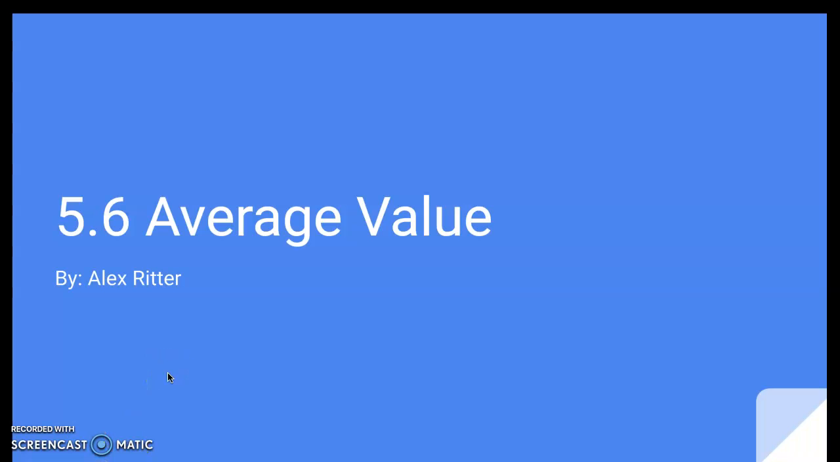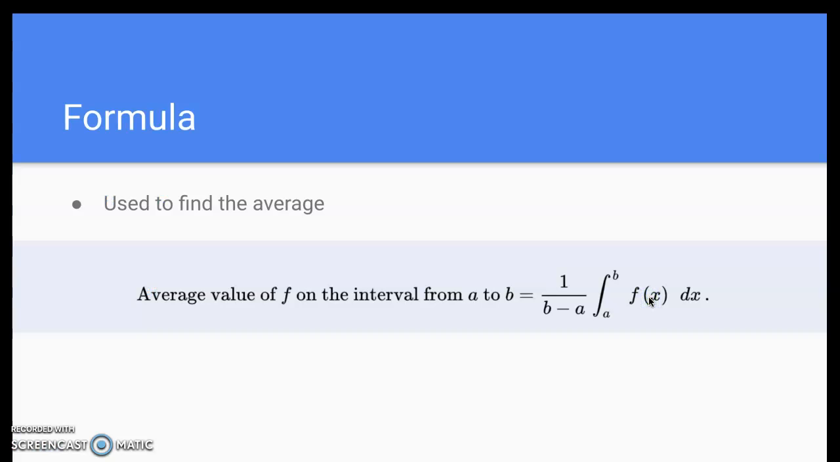Okay, today we're going to be looking at Unit 5.6, Average Value. The first thing to keep in mind is the formula, which is used to find the average value of f on the interval from a to b: 1 over b minus a times the integral from a to b.